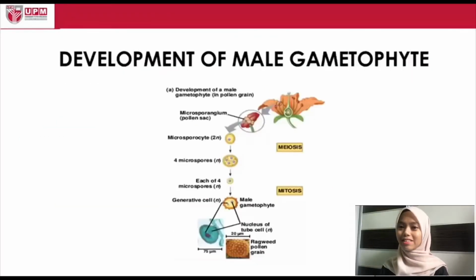There are three stages to form a new sporophyte. The first step is the development of the male gametophyte, the second step is the development of the female gametophyte, and the last step is the development of the new sporophyte. So right now I'm going to explain the development of the male gametophyte first.